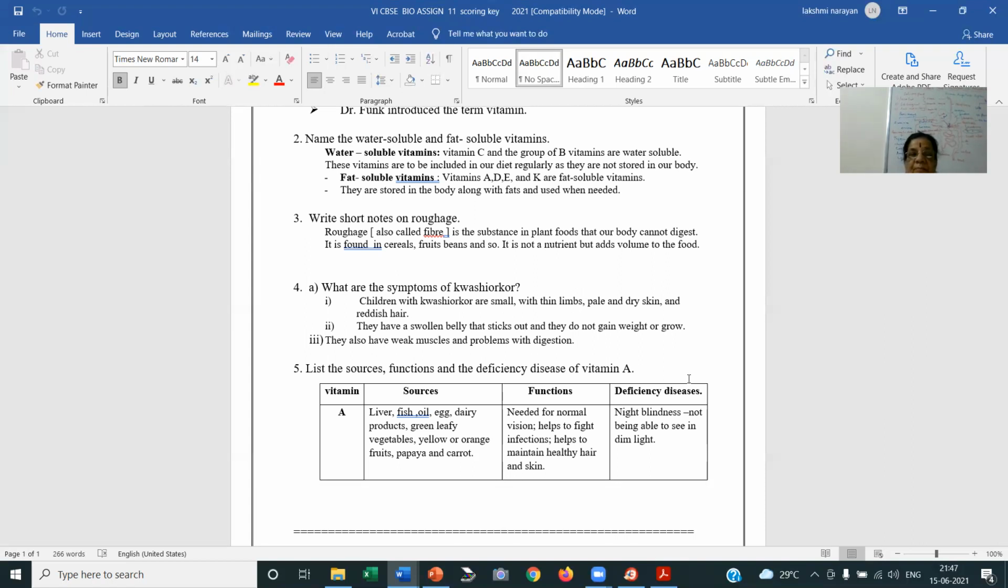Very clear? What are the symptoms of kwashiorkor?